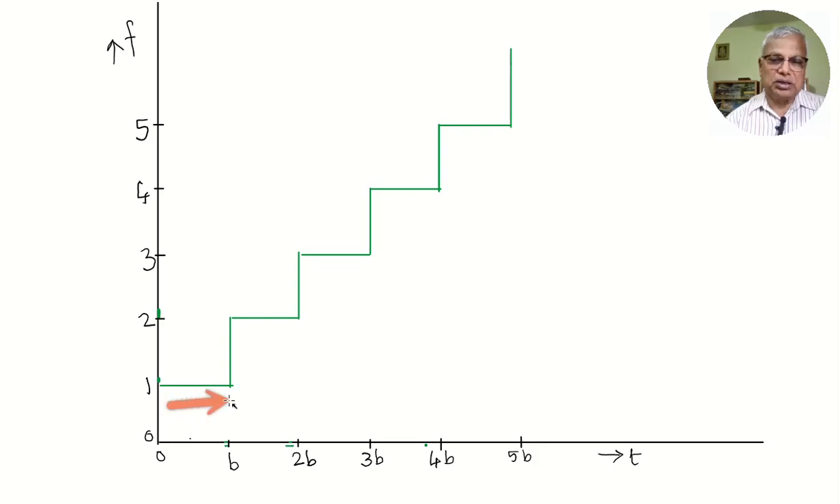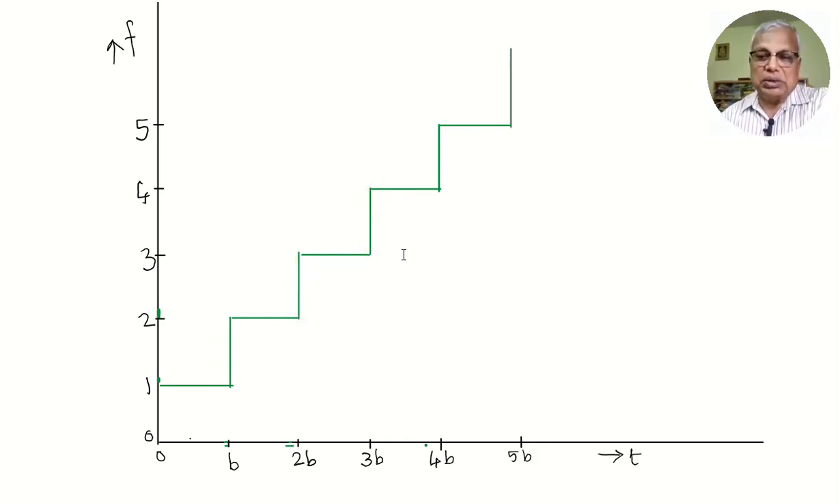So this is the first step function at 0, this is the second unit step function starting at b, and this is the third unit step function starting at 2b. This is the step function starting at 3b. This is the step function starting at 4b. All are magnitude 1. Everywhere the magnitude is 1. So this is the sketch.